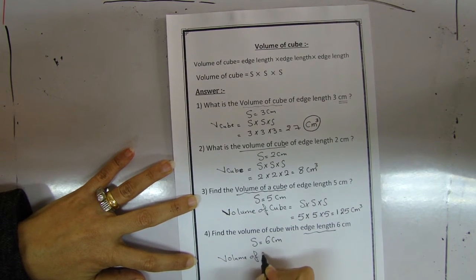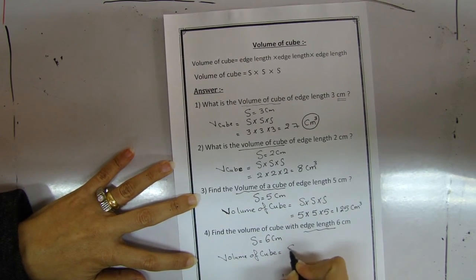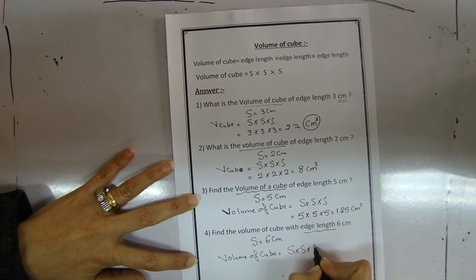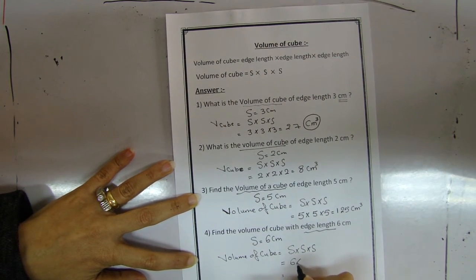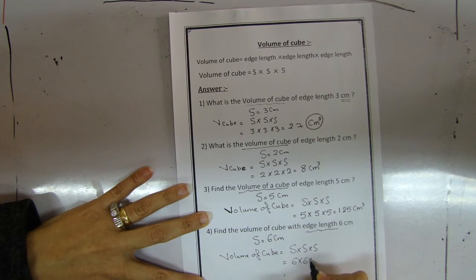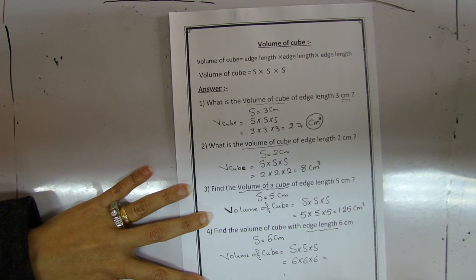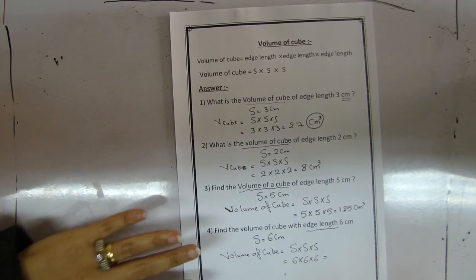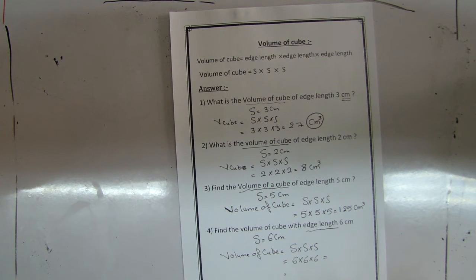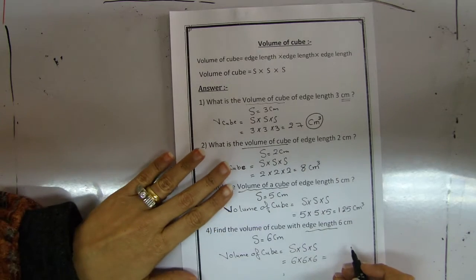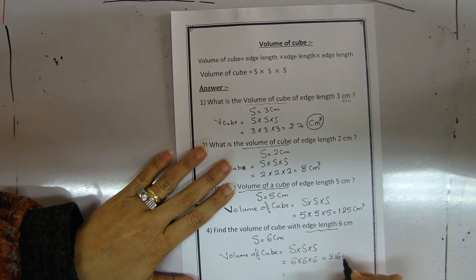Then volume of cube equals side times side times side equals 6 times 6 times 6 equals 216 cubic centimeters. Excellent.